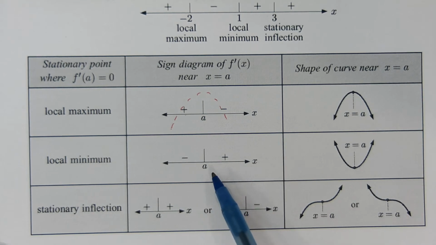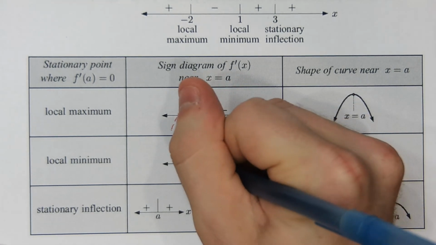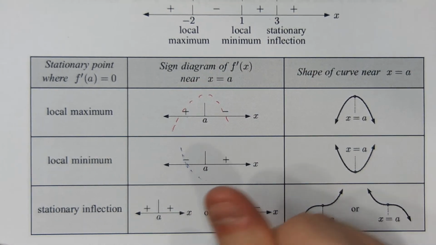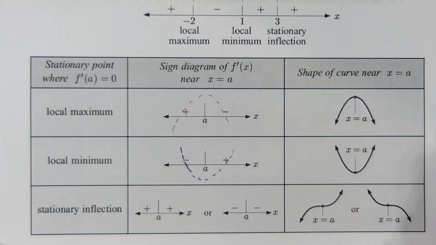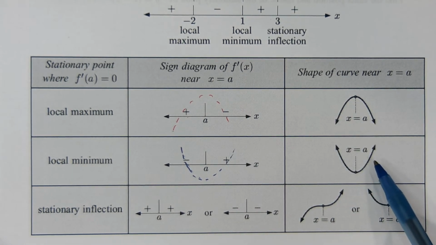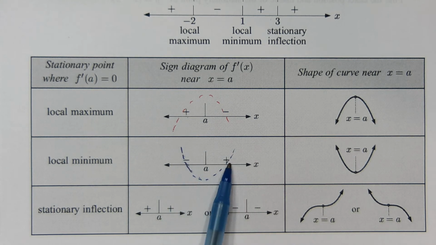It could have been a local minimum, meaning it was decreasing. Ooh, my blue pen is not cooperating. Come on, blue pen. There we go. It woke up. Decreasing and then increasing, which is what you see happening over here. See, we know the general shape of the curve just by knowing the sign, S-I-G-N, of the first derivative.